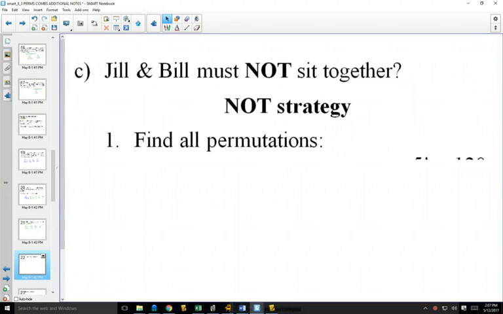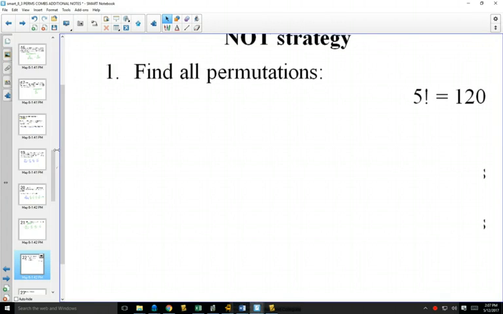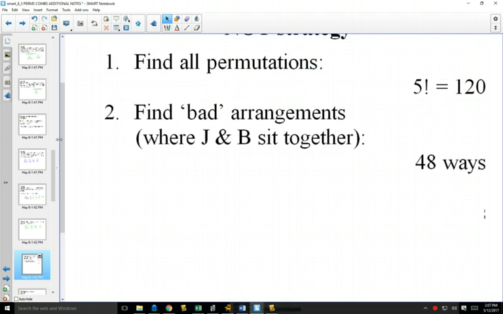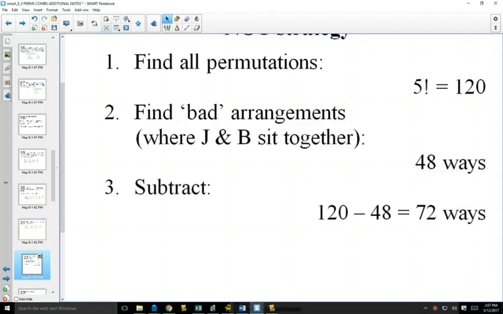And what the not strategy says is, first find out how many there are in total. 5 people on a bench, 5 factorial, no problem. Once you have all of them, then you count the bad ones. We counted the bad ones in part A. That was where Jill and Bill did sit together. And we had 48 total ways for that. Then if you've counted all the ways and then have the bad ways, if you subtract them, what you're going to be left with is all the rest. And all the rest have to be the ones where Jill and Bill are not together.